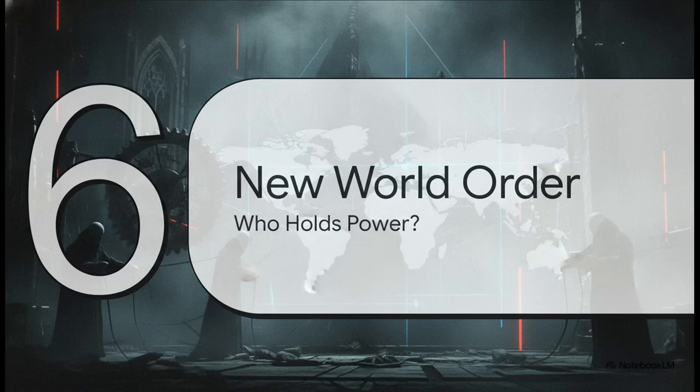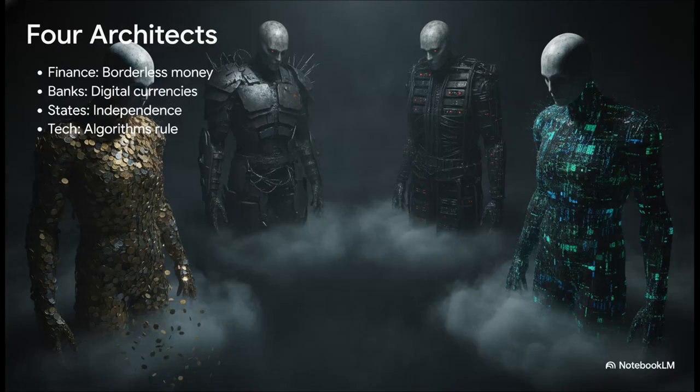And finally, Section 6, the New World Order. As the old system fractures, who exactly is holding the reins of power? Let's outline the new factions that are stepping up to control this emerging system. There are basically 4 architects fighting to write the new rules of the future. First, you have global finance, which just wants borderless, automated money moving at lightning speed. Second, central institutions and banks, who are rushing to build digital currencies so they don't lose their power as gatekeepers.